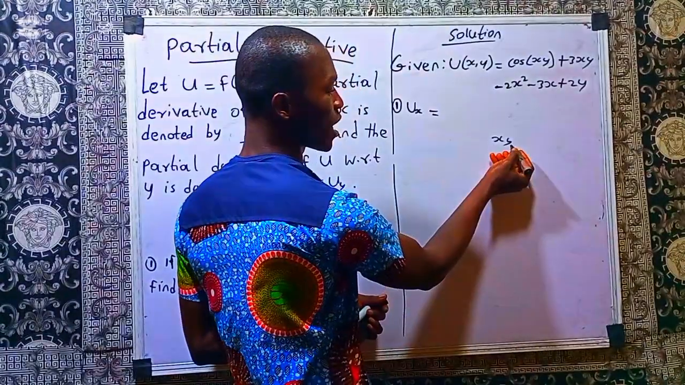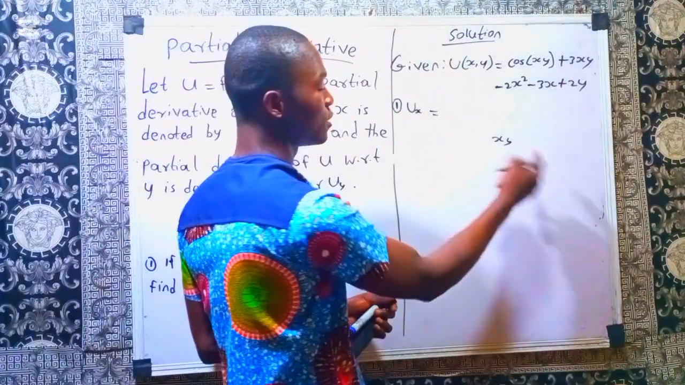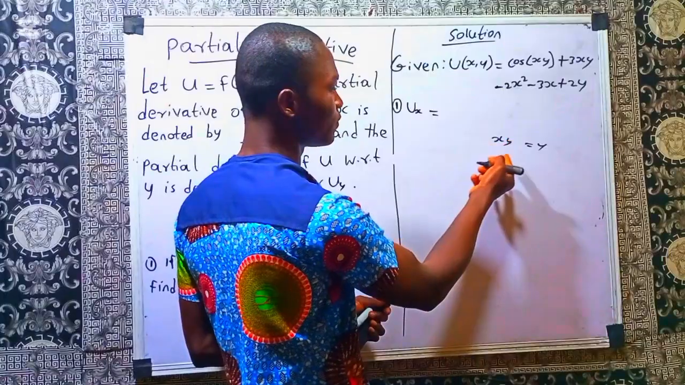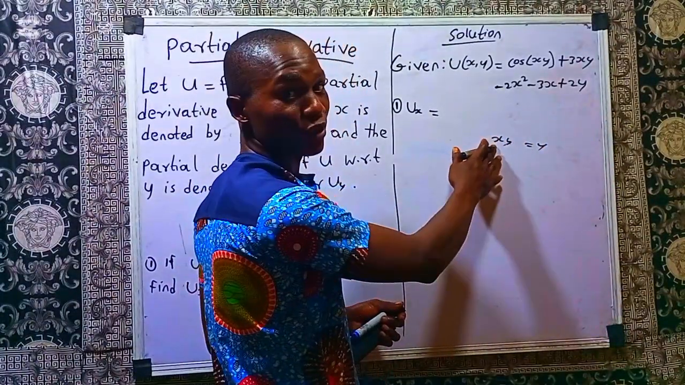Now I'm treating this y as a number, as a constant. I'm differentiating this with respect to x. So what will be my answer? Y. Because I'm treating y as a number, and I'm differentiating with respect to x.